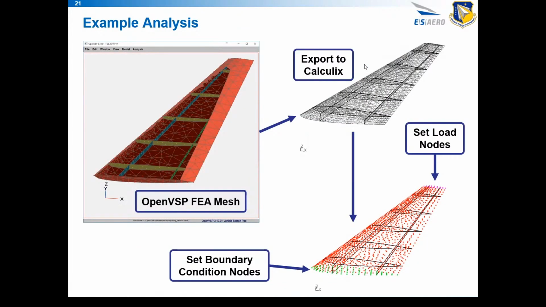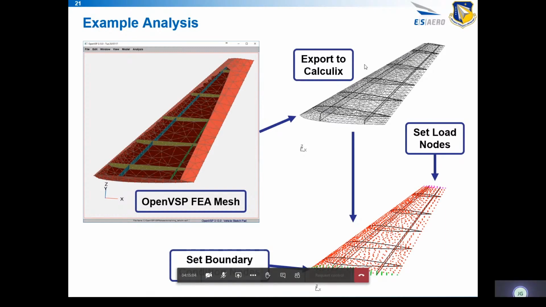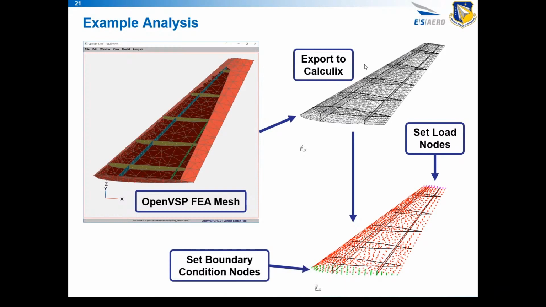So here's just an example of an analysis that was done. So I created a structure in OpenVSP, exported it as an FEA mesh. Here we're showing the visualize nodes option, and I used the clipping tool to have a little bit of a view of what's inside along with the OML. We then imported that to CalculiX, did a really simple setup of the load condition or the load nodes and the boundary condition.